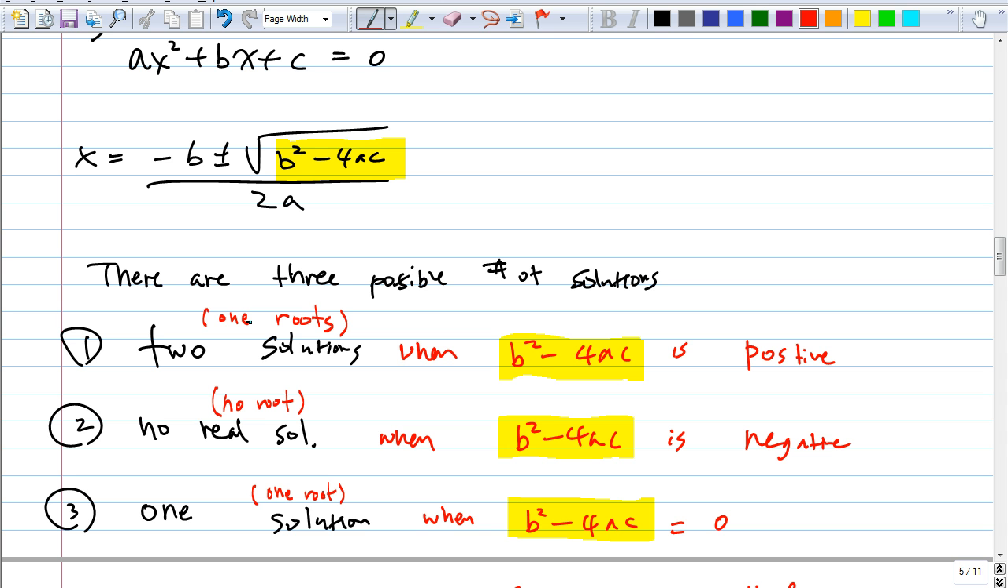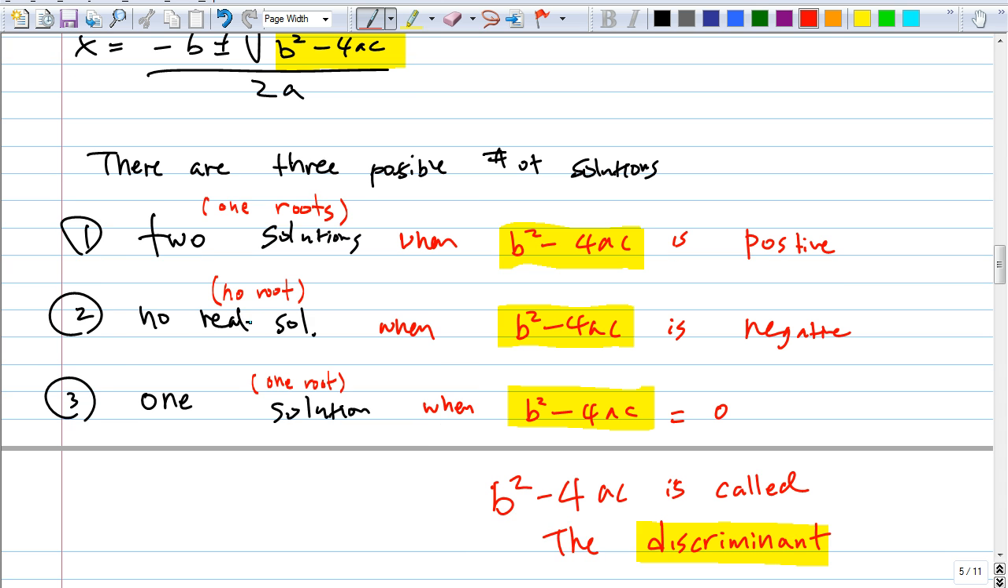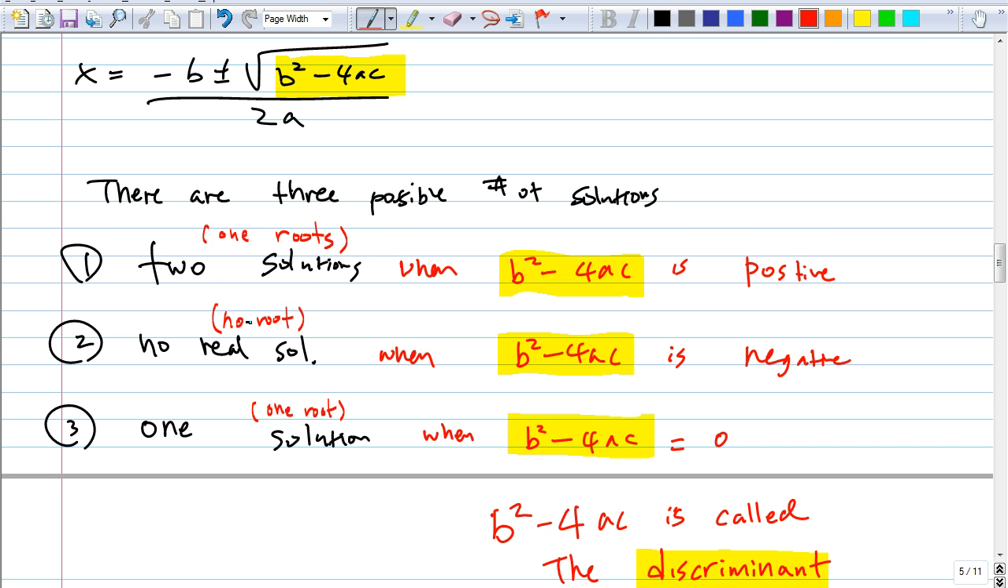By the way, we keep referring to this number as b squared minus 4ac, b squared minus 4ac. Kind of long. So they came up with a name. Guess what they call this b squared minus 4ac? That is called the discriminant. Okay? Discriminant. That determines how many roots or solutions you get. Does that make sense, guys? That is your discriminant. Does this make sense?